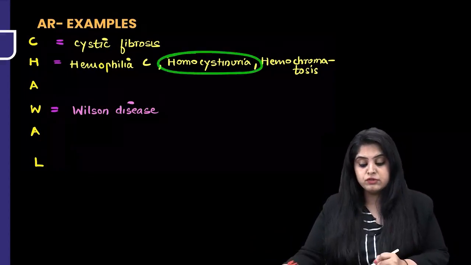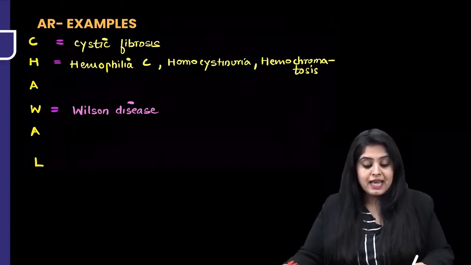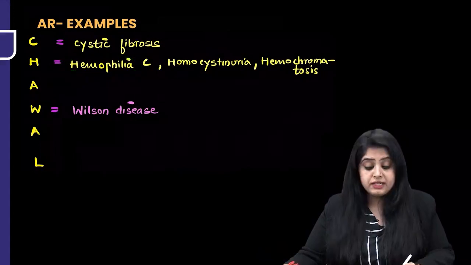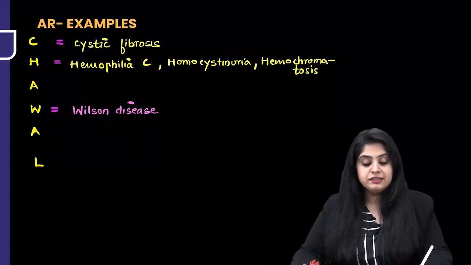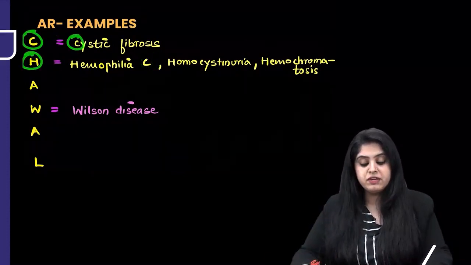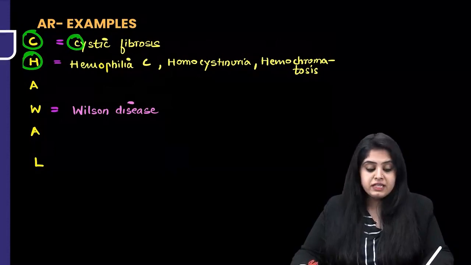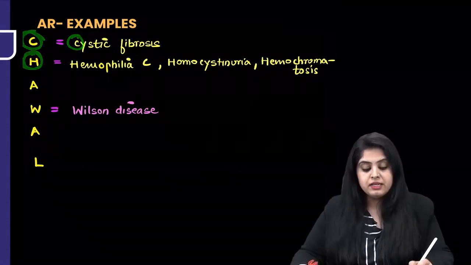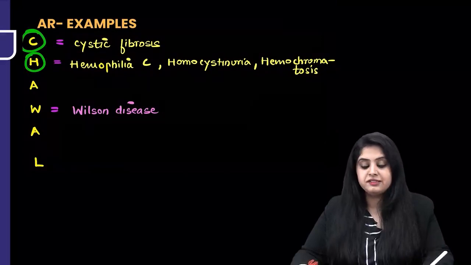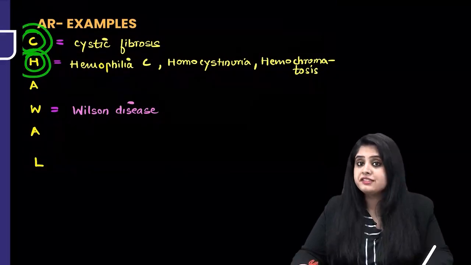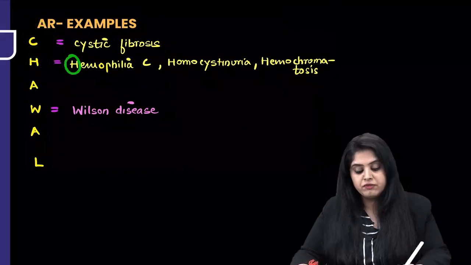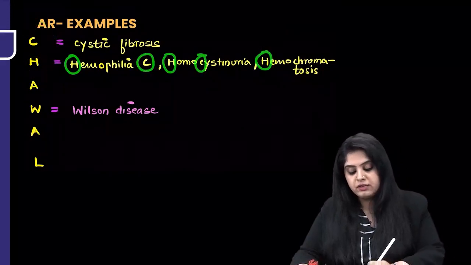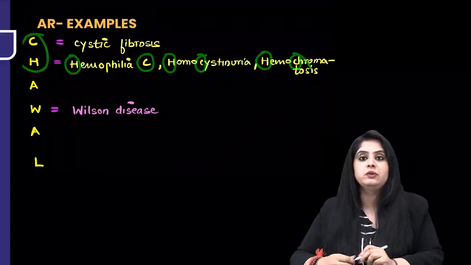This is also going to be associated with homocystinuria. And it is associated with hemophilia. But which hemophilia? Right now I'm teaching you hemophilia C. So remember CH. C is for cystic fibrosis. But even when you go to the H, everything in H is also to do with C. Meaning, if hemophilia is asked, then hemophilia C. Homo what? Homocystinuria. Hemo what? Hemochromatosis. So remember, hemophilia C, homocystinuria, hemochromatosis, HC is going together.